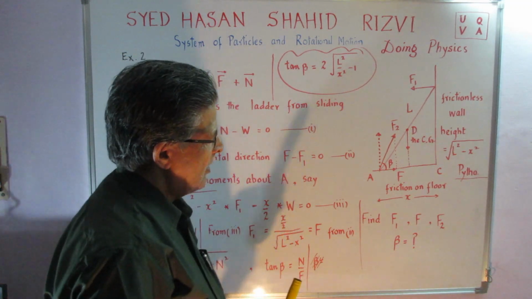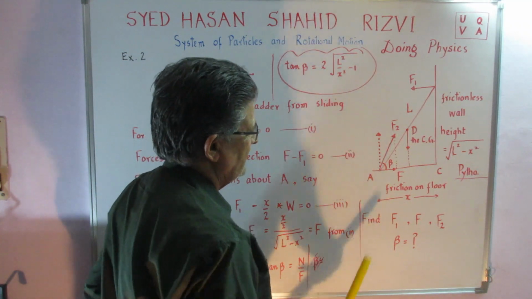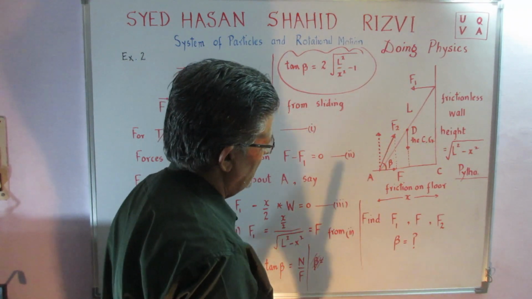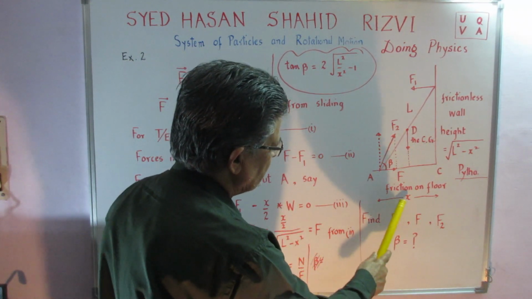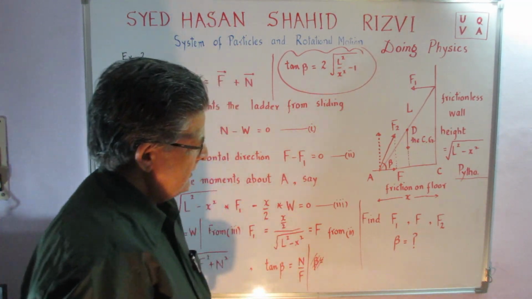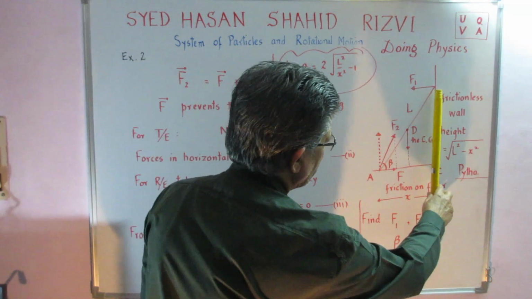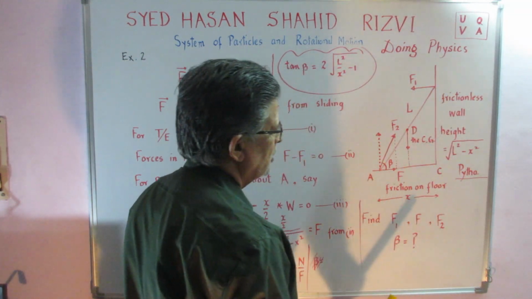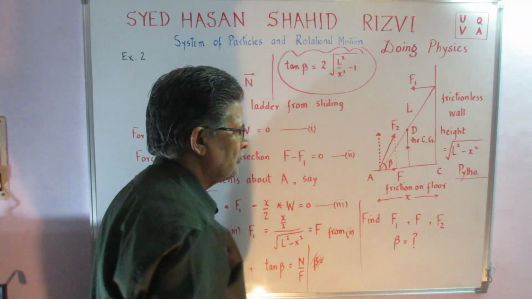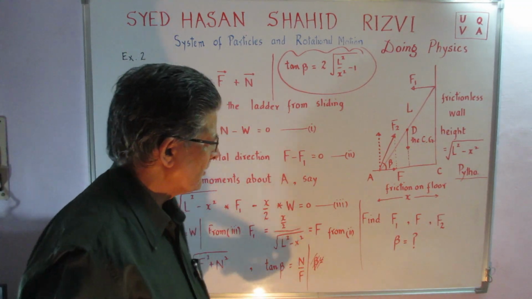Now, let us say that this end of the ladder lies at a distance of x from the wall. And when we build up, we calculate this height from the floor to the wall, because this is L and this is X. So using the Pythagoras theorem, I can calculate the height to be equal to under root of L square minus X square. There is no problem in that.